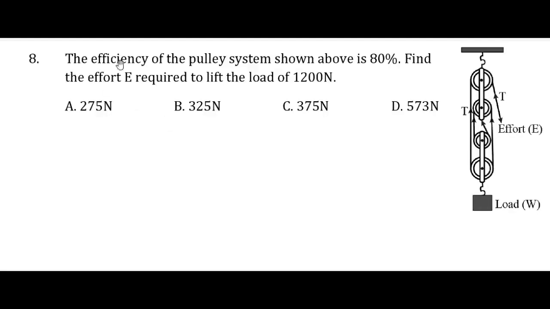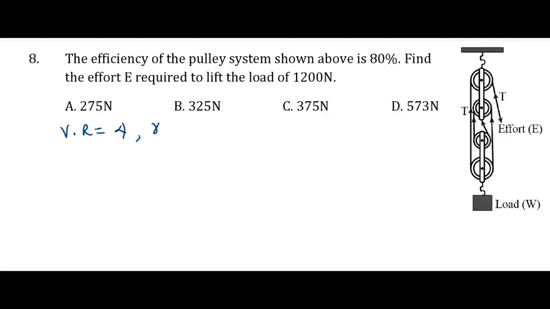Question 8. The efficiency of the pulley system shown above is 80%. Find the effort E required to lift the load of 1,200 Newton. Okay, so this is the pulley, this is the diagram, all right? And we said velocity ratio is always equal to the number of supporting ropes. Are we together? This is 1, 2, 3, 4. Or we can just count the number of pulleys, 1, 2, 3, 4. So here, our velocity ratio is equal to 4, all right?